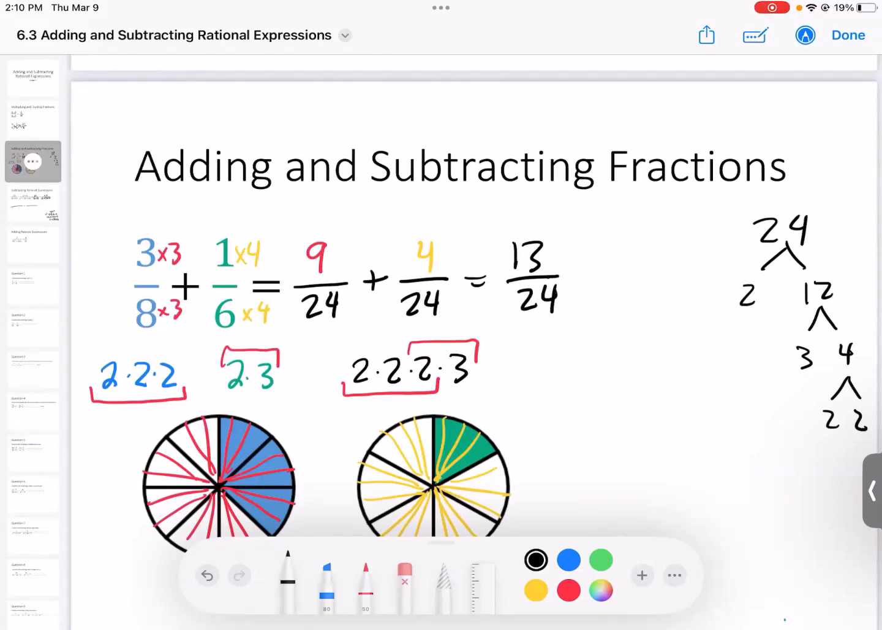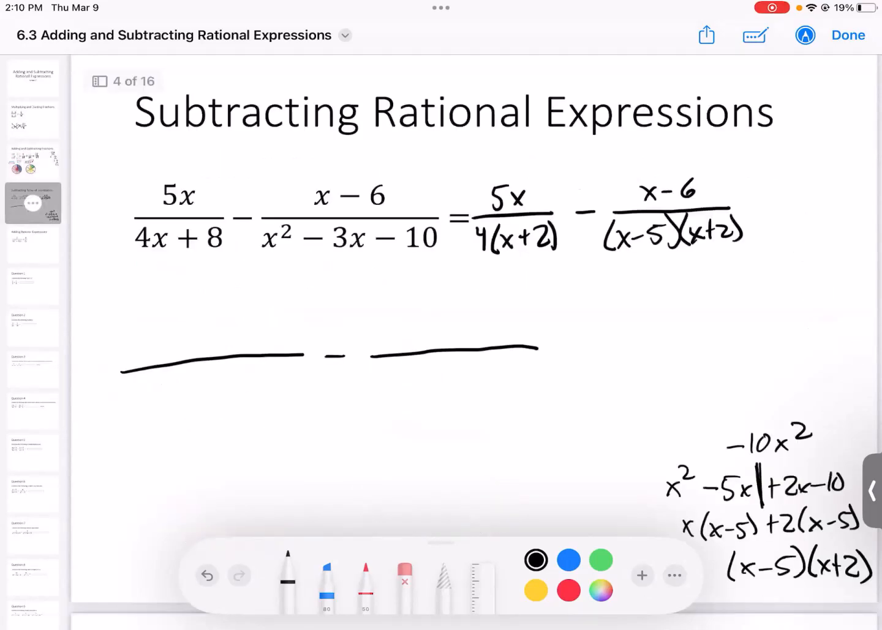have 3 2s. So when we look at this one, our first fraction has a 4 and an x plus 2 factor. So our common denominator is going to need to have a 4 and an x plus 2 factor as well. Then when we look at our second fraction, this denominator has an x minus 5 and an x plus 2. Well, we already have an x plus 2 in our common denominator, so we don't have to list it again, but we do have to have an x minus 5. So my common denominator for these fractions is going to be 4 times x plus 2 times x minus 5.